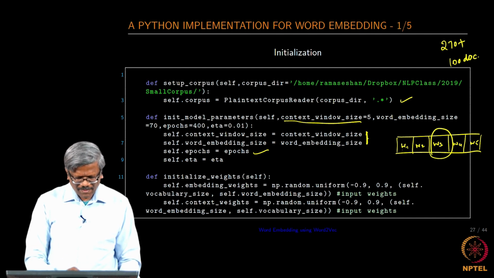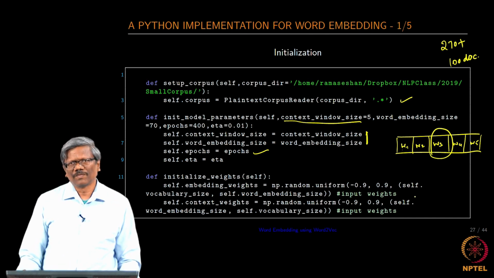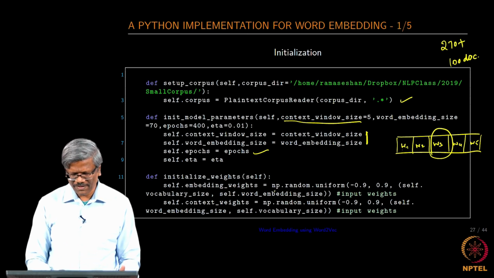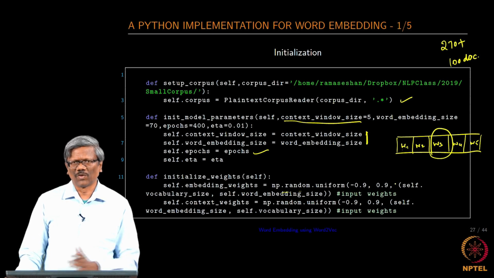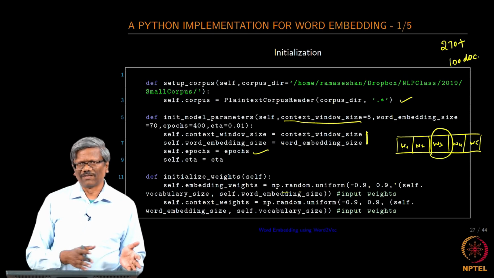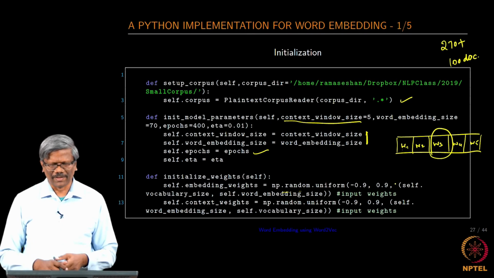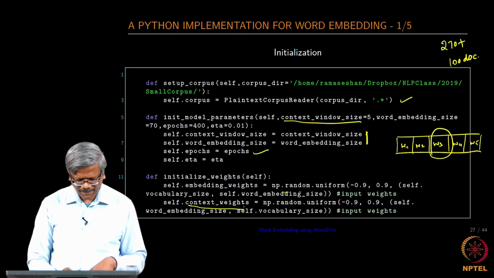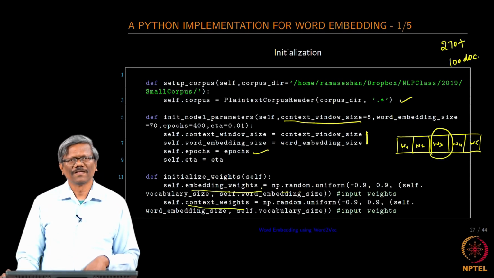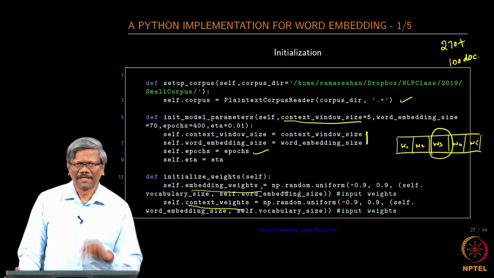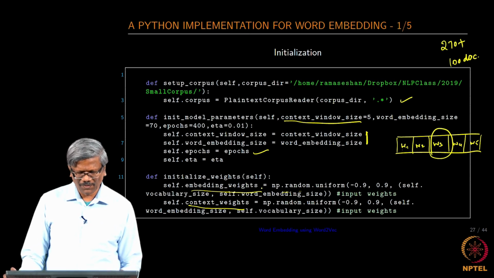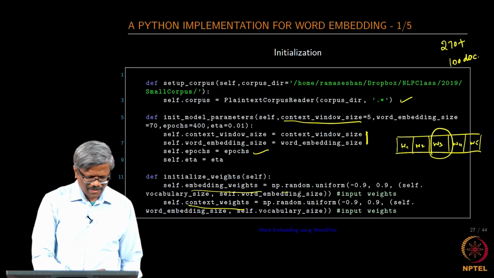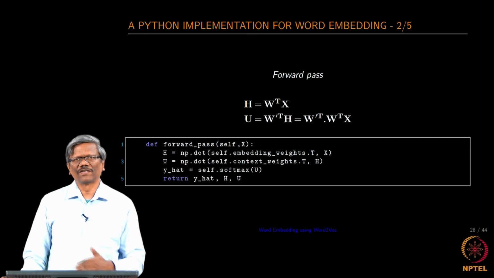Okay. And then you initialize the weights. As I mentioned earlier, to start with you have to have some weights associated with that. So, I am just using a random number using a uniform distribution between the values of minus 0.9 to 0.9. I initialize both embedding weights as well as context weights here, okay, using this. Okay. So, this is the second step that you have to do. So, you initialize all the parameters and then initialize your weights, and then we start the forward process.